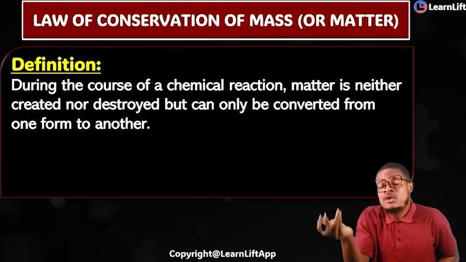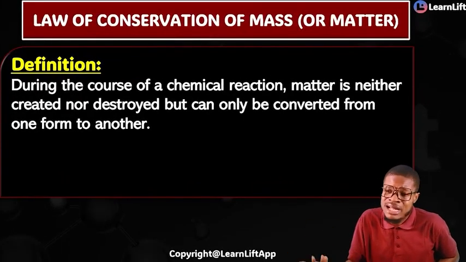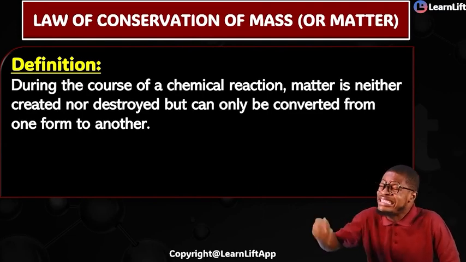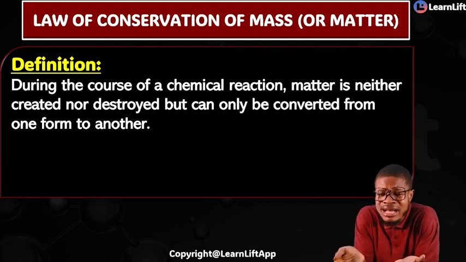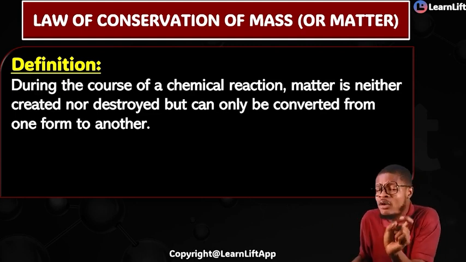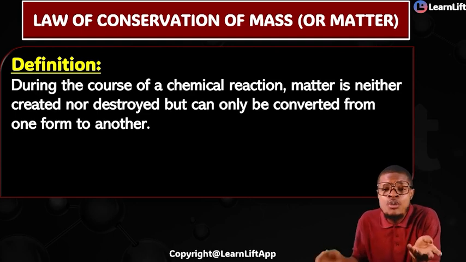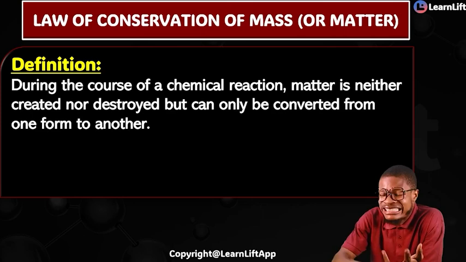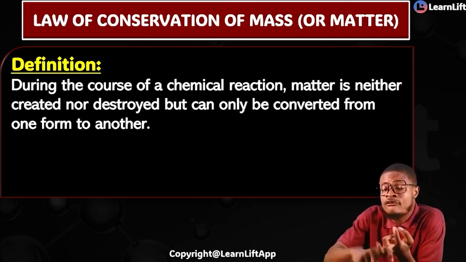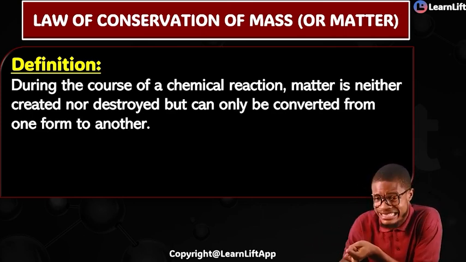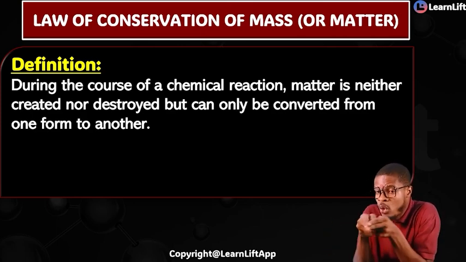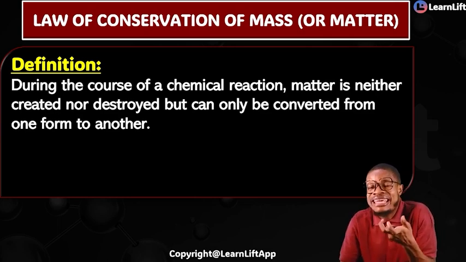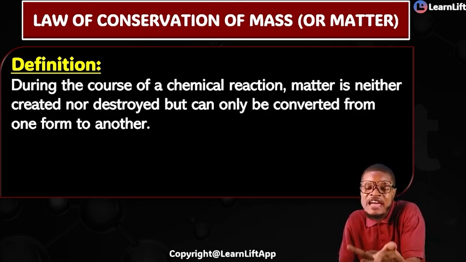And of course, what is the law of conservation of mass, or the law of conservation of matter, from the definition? We said that during the course of a chemical reaction, matter is neither created. We are not creating new matter. We are not destroying any matter. It can only be converted from one form to another. How do we know that it has been converted from one form to another? Because your dilute HCl reacted with your silver trioxonitrate(V) to form silver chloride. It is converted from one form into another: the white precipitated silver chloride and HNO3, which is your trioxonitrate(V) acid, at the end of the day.